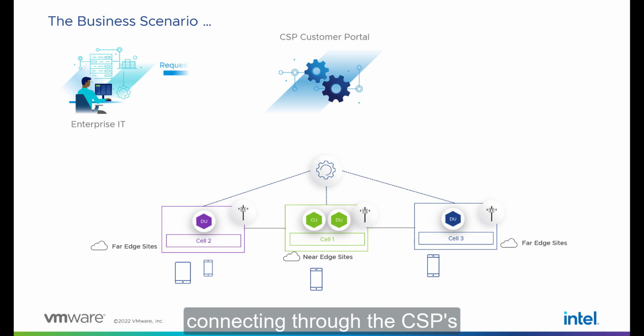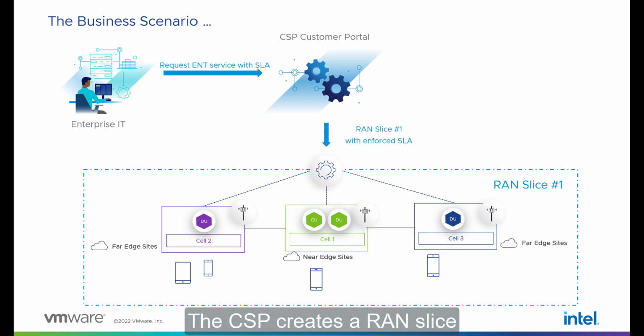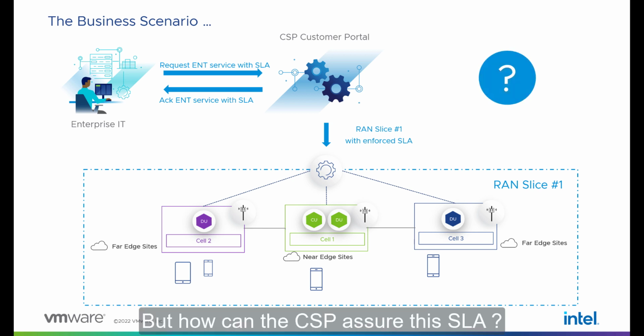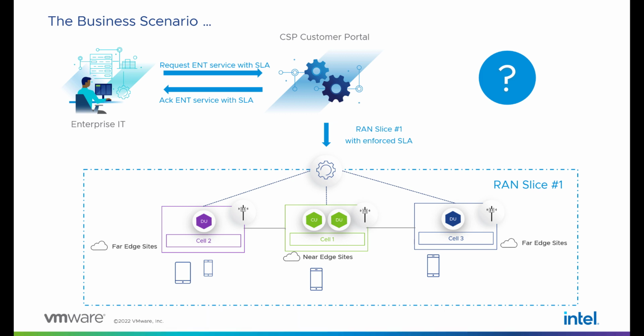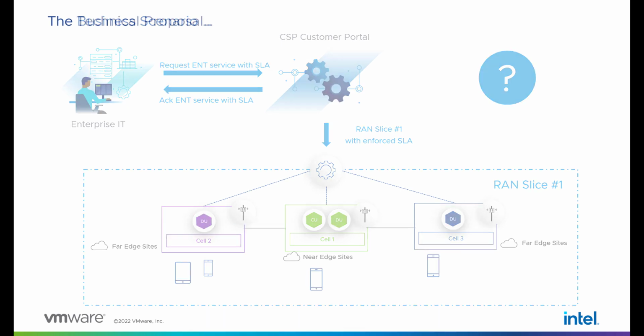Connecting through the CSP's BSS, this enterprise customer negotiates a service level agreement, or SLA. To fulfill this agreement, the CSP creates a RAN slice composed of multiple cells that will be governed by conformance to the desired SLA. So far, so good. But how can the CSP assure this SLA? And can the CSP assure this SLA while optimizing resources utilization in the slice?